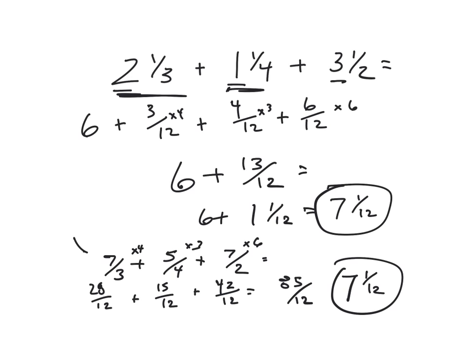Again, can you change these mixed numbers into improper fractions and do them? Yeah, but for me, it makes a whole lot more sense to go steal those whole numbers, 2, 1, and 3, and get 6, and then just deal with some smaller fractions.